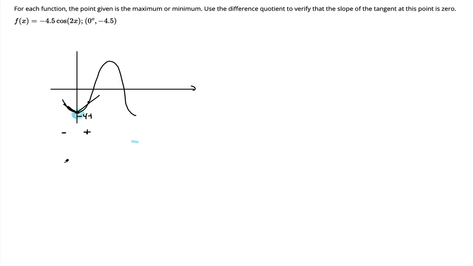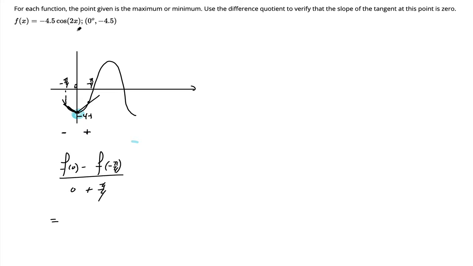So for the negative, let's say we pick minus pi over 4. This is 0. And let's pick pi over 4 here. So the slope for 0 to minus pi over 4 is f at 0, f at minus pi over 4, over 0, subtract this, so plus pi over 4.